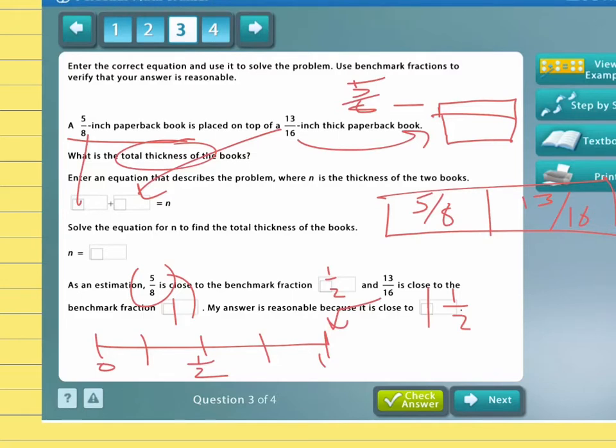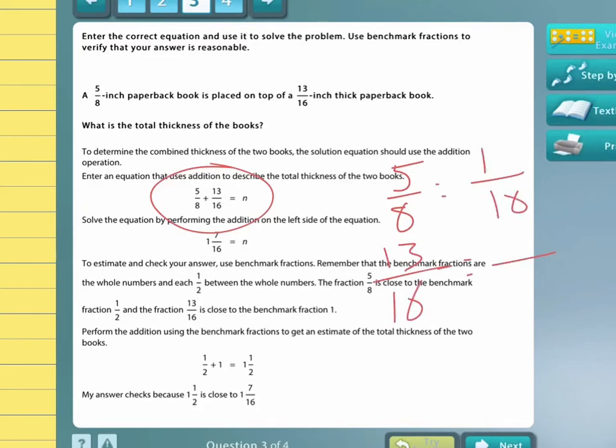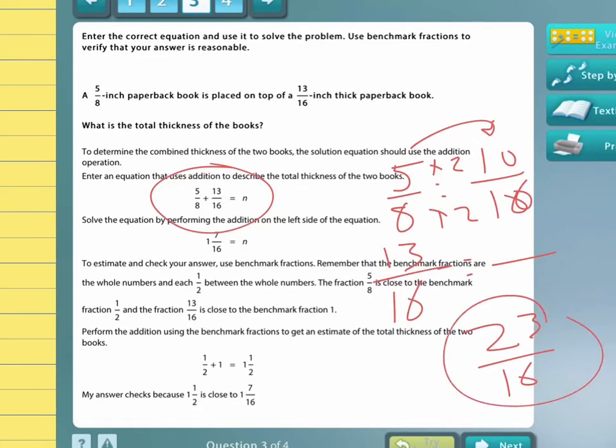So let's see what Think Central got for their answer on the next page. Okay, exactly what we thought. They added together 5/8 and 13/16. I'm going to go ahead and do that for you because 5/8 and 13/16 are not like fractions. We don't like it like that. So I'm going to make them both 16ths by doing the double rainbow of times 2. So I get 10/16 and 13/16, which gives me 23/16, and that simplifies down to 1 7/16.